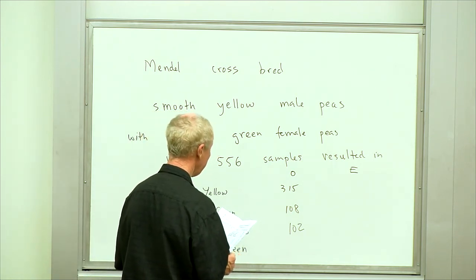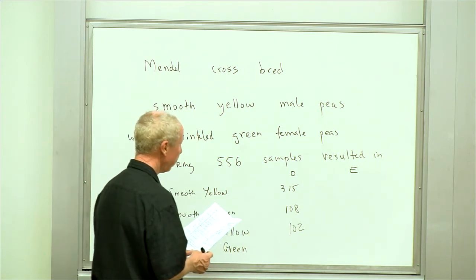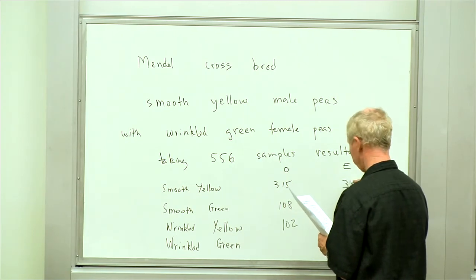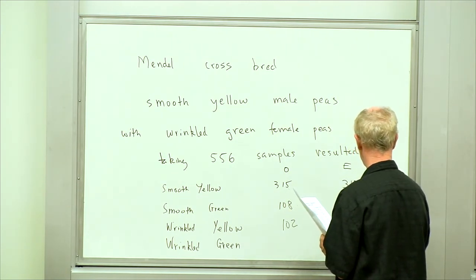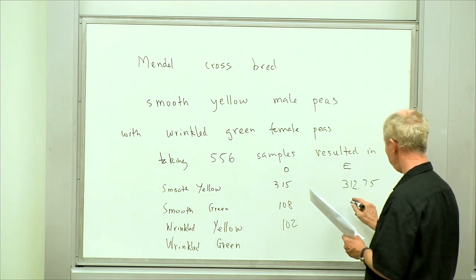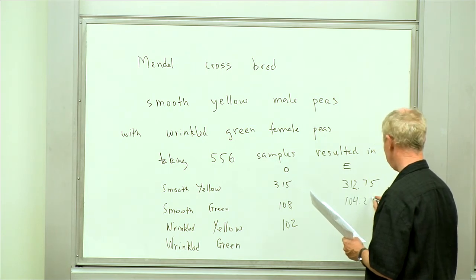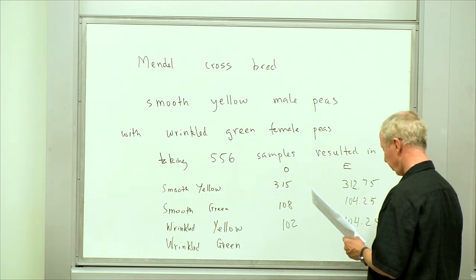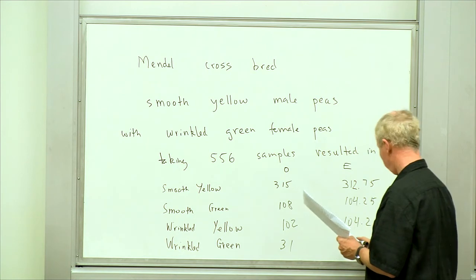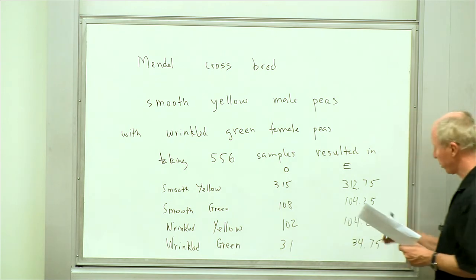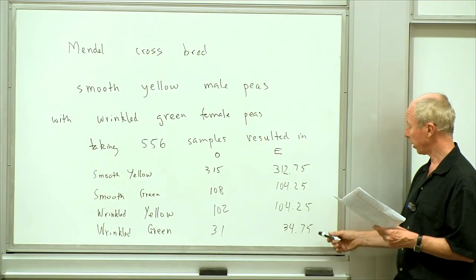Okay, now according to modern genetics that's been developed since Mendel, the expected frequencies or numbers should be 312.75, 104.25, 104.25, and I see I didn't write down the last number here, 34.75. Because the frequencies should be 9/16, 3/16, 3/16, 1/16.